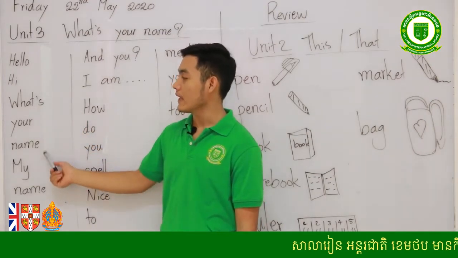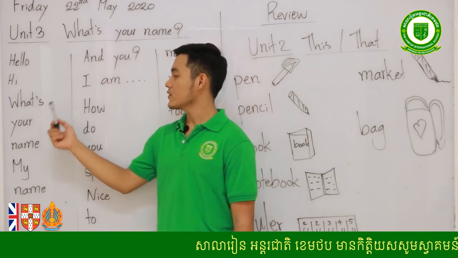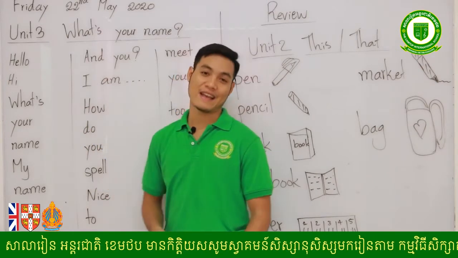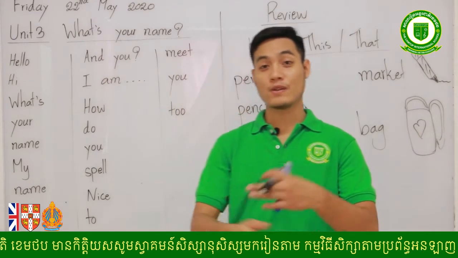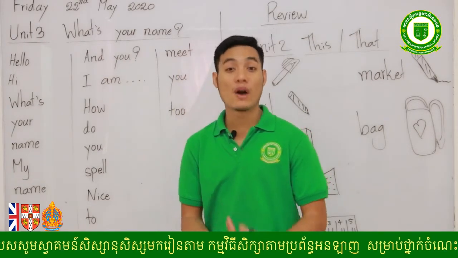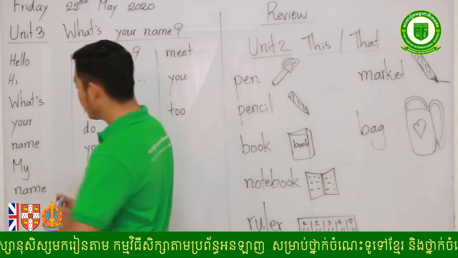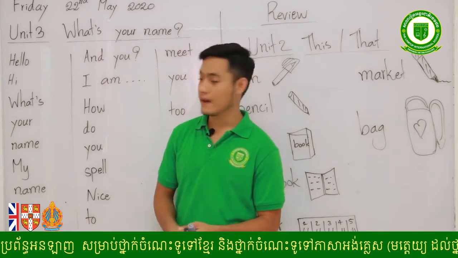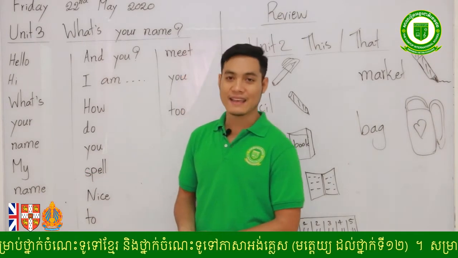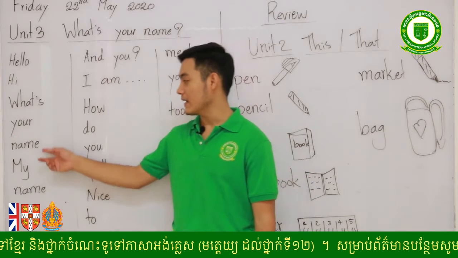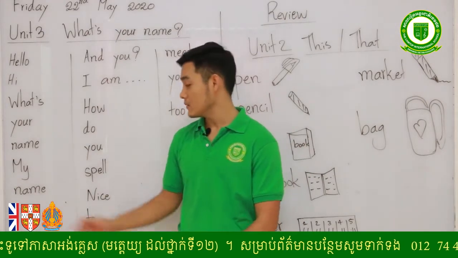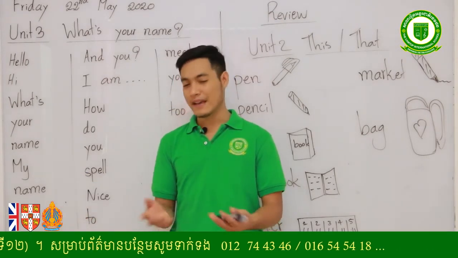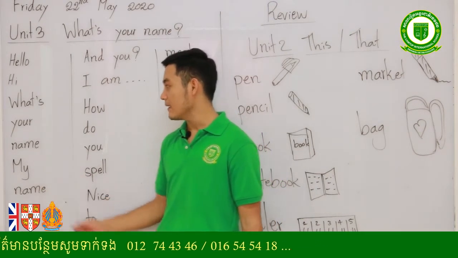Again, what's your name? Everyone repeat. What's your name? When you say hello, hi, then you say, what's your name? The next one is my. Read this: my. My. This one is name, the same, but I just rewrite it. My name. Everyone read: my name. Again, my name. Good.